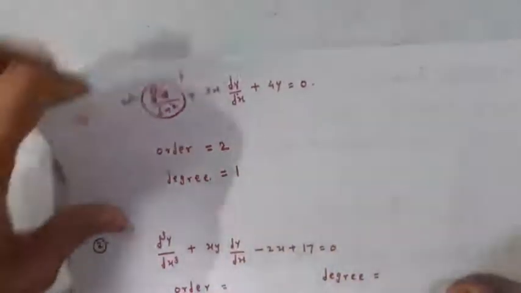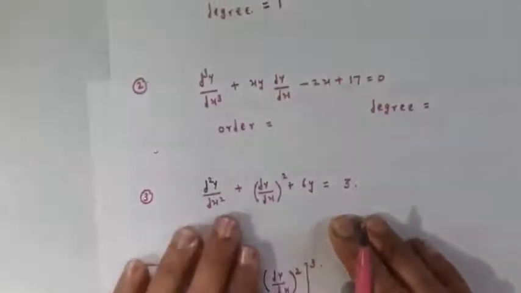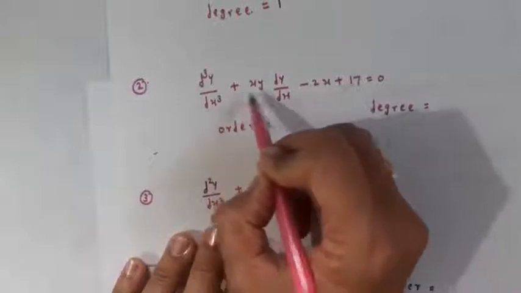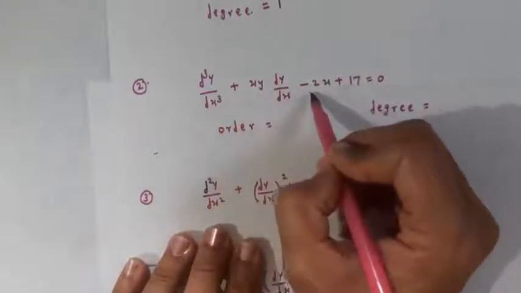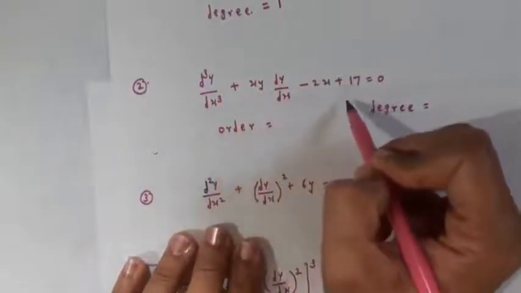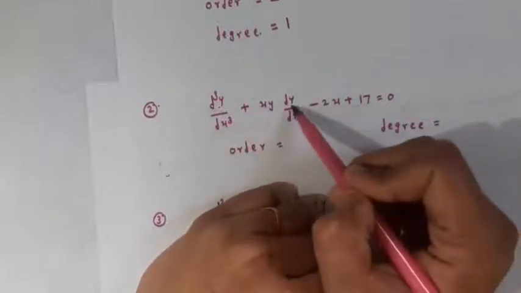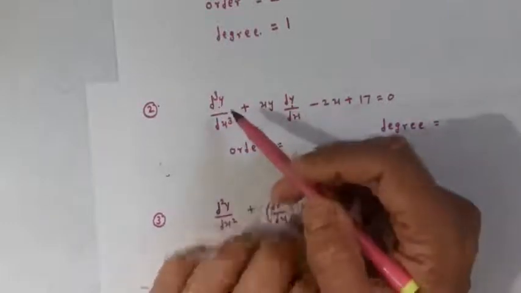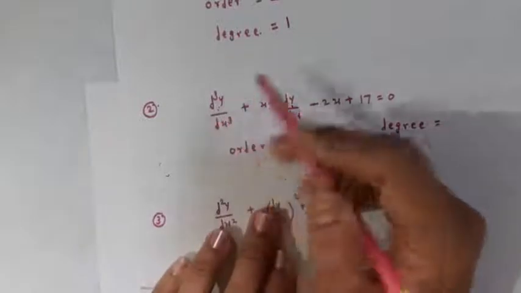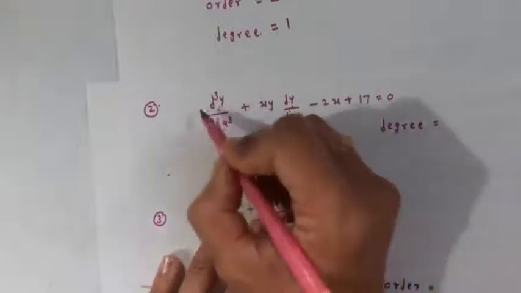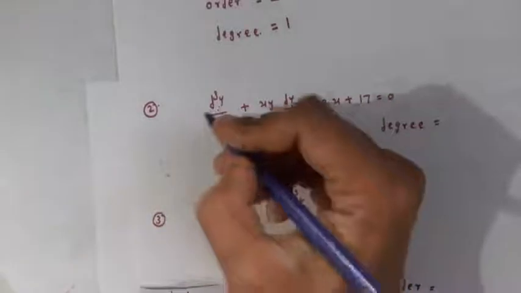Now let us take another example: d cubed y upon dx cubed plus x into y dy by dx minus 2x plus 70. For this differential equation, this is the third order and this is the first order. This differentiation is of third order, and here the differentiation is of first order. So which is the highest order? This is the highest order.